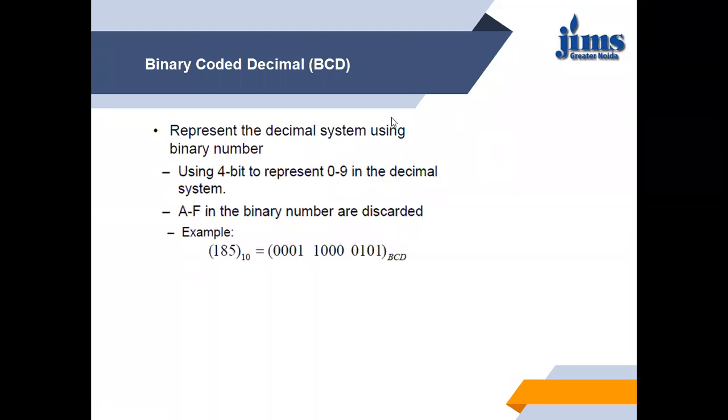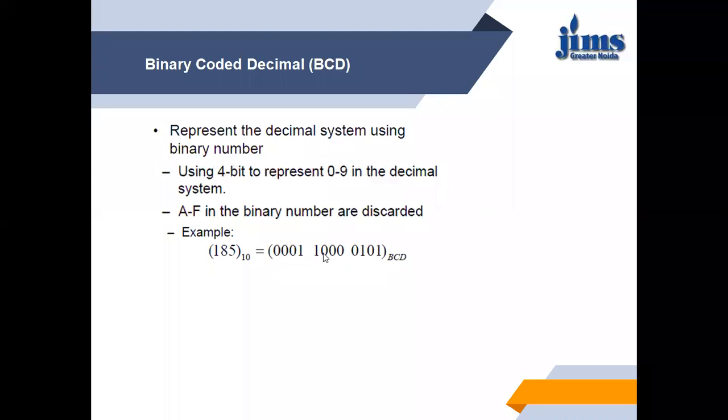Now, for an example, suppose we have a decimal number 185, and we have to represent it using BCD code. So what we do, we write a 4-bit code for each decimal digit. Suppose 1 is 0001, 8 is 1000, 5 is represented by 0101.